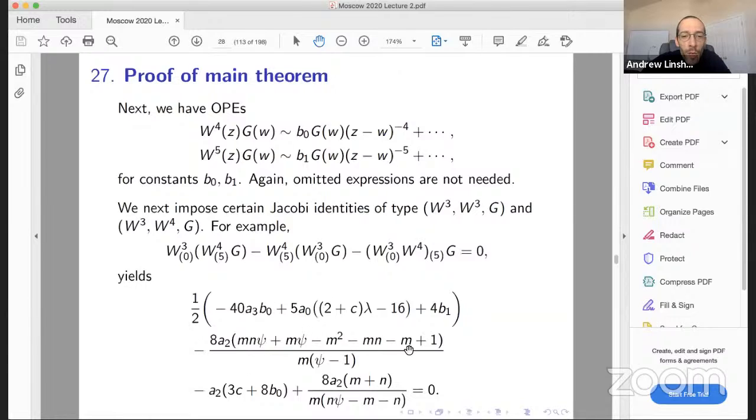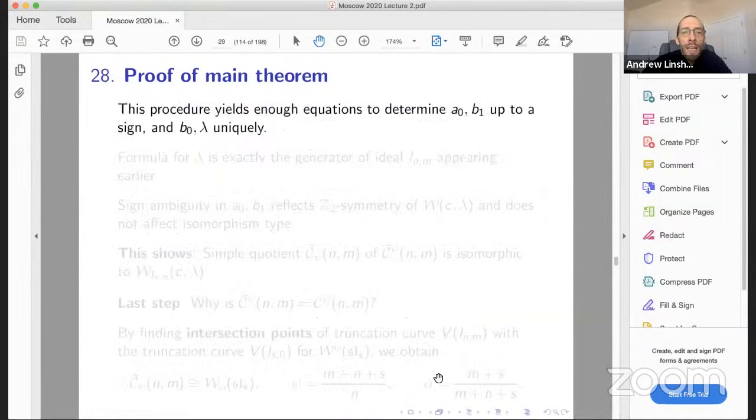I get a slightly more complicated expression by picking out the coefficient of one term. And here you see that lambda enters. And I need to calculate a few such expressions, and I have some system of equations that I can then solve. It turns out you can solve uniquely for this B0 and lambda, but only for A0 and B1 up to sign.